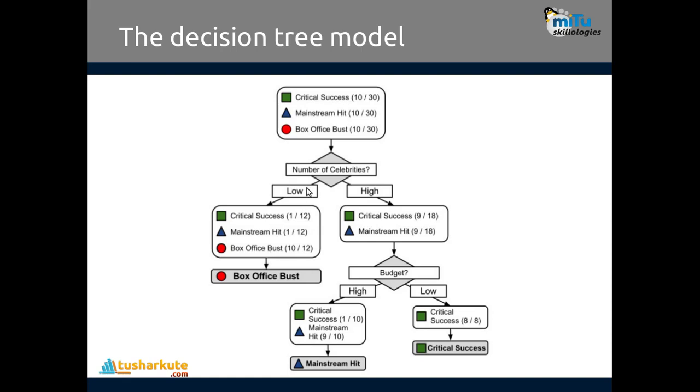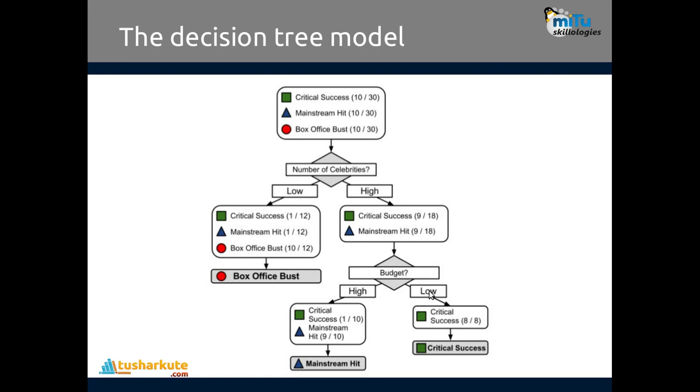Okay. Now if you go to the other side of it, that is when the number of celebrities is high, 18 movies are there. Out of 18, 9 movies are critical success and 9 movies are mainstream hit. Okay, so a 50-50 position is there. So it means that a perfect classification is not possible there, so we are going to apply the second criterion there. The second criterion is the budget. Okay, so I am applying the budget.